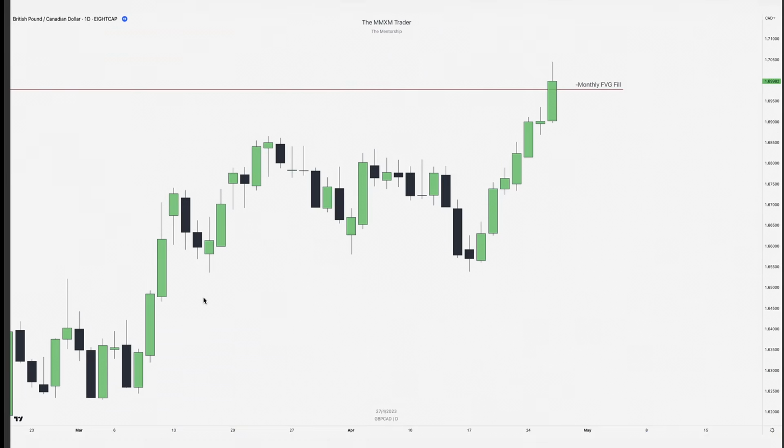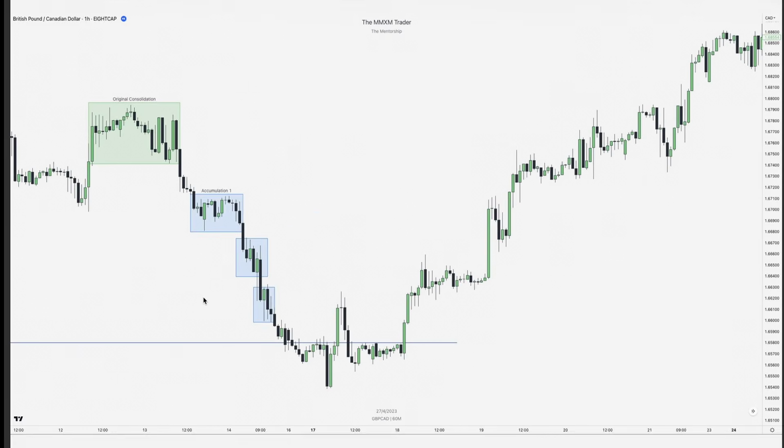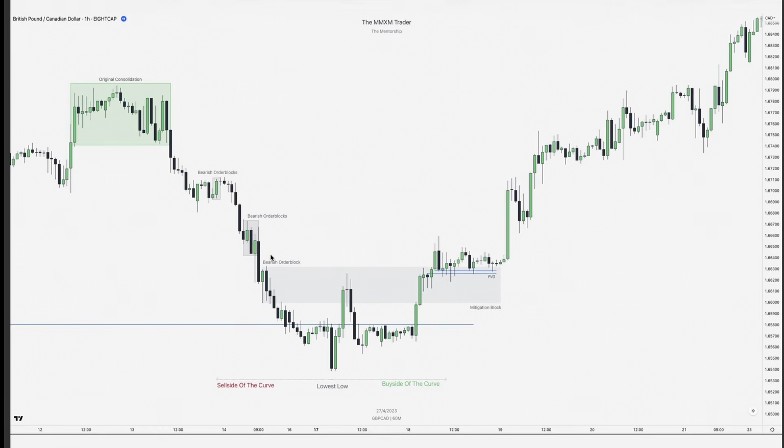GBP CAD example here on the daily to the hourly here. So you can see here, we have the original consolidation, a few accumulation phases here, 3 in this case, then the smart money reversal. So you can see the mitigation, the bullish order blocks here, we're going to extend them out. The first one here, we extend it out. We trade through it. A PD array forms within the range of the order block. Mitigation occurs here to long.